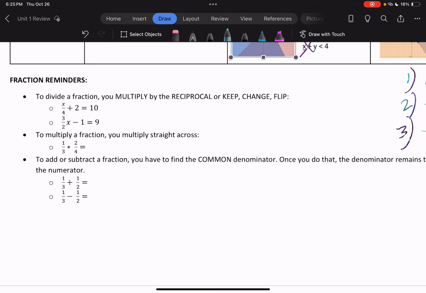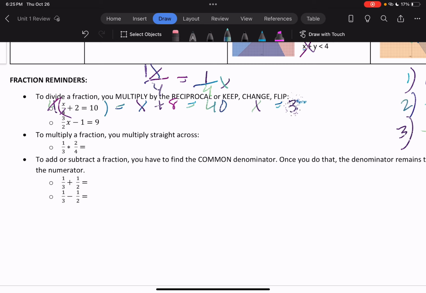So let's start with this one right here. In this case, x over 4 is the same as 1/4 times x. It's the same thing. There's an invisible 1 in front of that x, and so 1/4 x is the same as x over 4. In this case, I want to get the 4 out of the denominator, and the opposite of division is multiplication. So I'm going to multiply the whole thing by 4. 4 over 4 is 1, so we're left with x. 4 times 2 is 8, and 4 times 10 is 40. So now you can easily solve that: x equals 32.